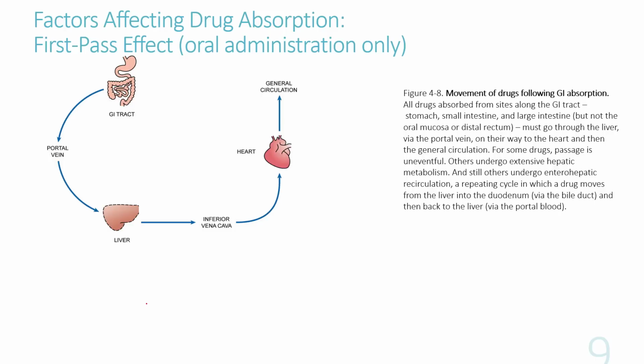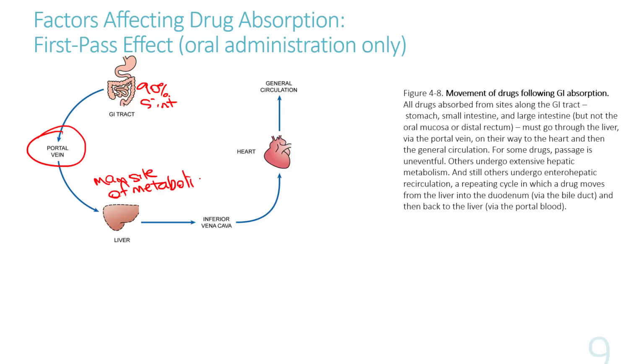So we're going to go through to first pass effect. So first pass effect only affects orally administered drugs, and this is what happens. So as I said, 90% of nutrients and drugs get absorbed from the small intestine, and once it gets absorbed from the small intestine, it actually goes into the hepatic portal vein system, and it goes into the liver. Now, the liver, as you can recall, is the main site of metabolism.